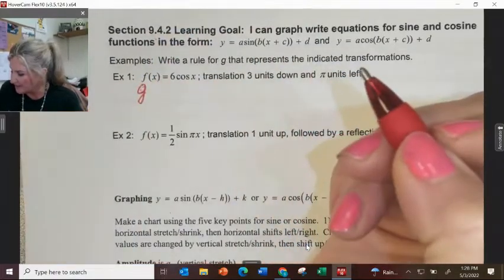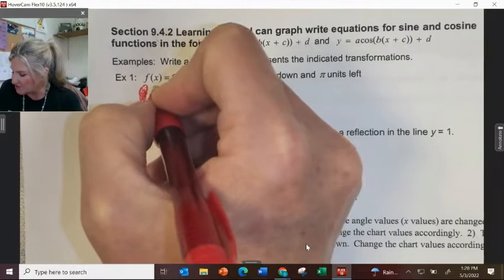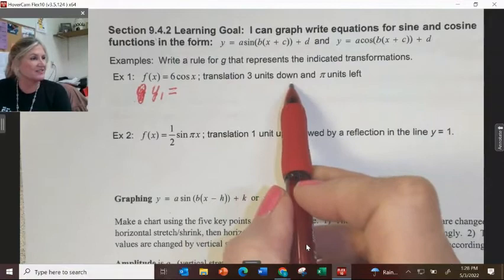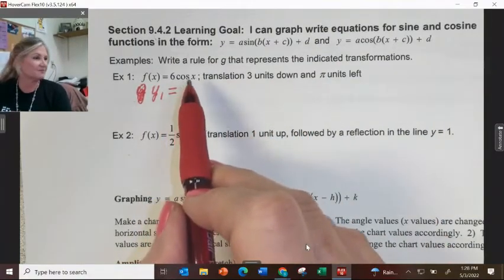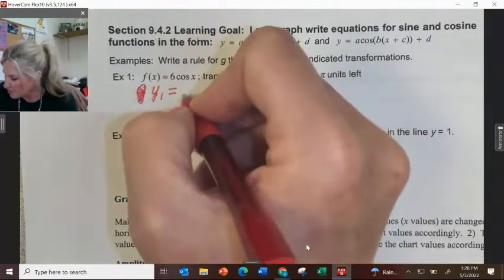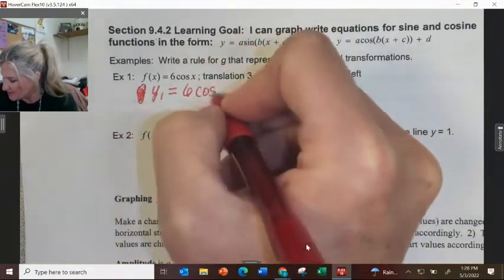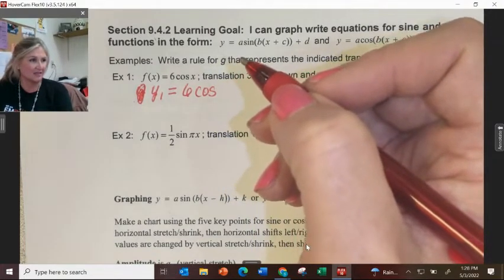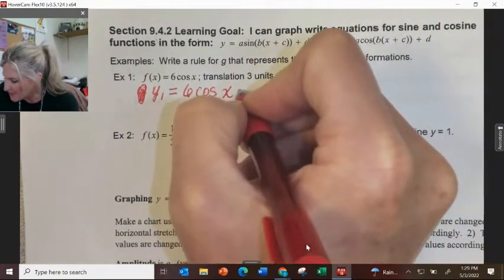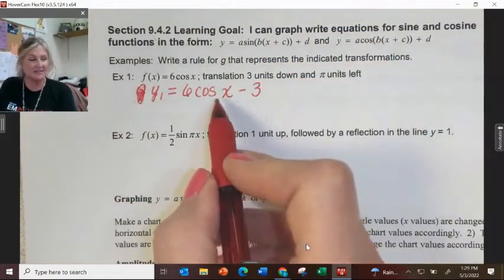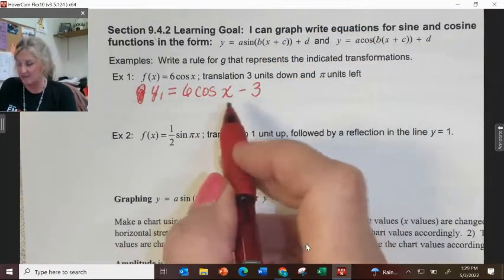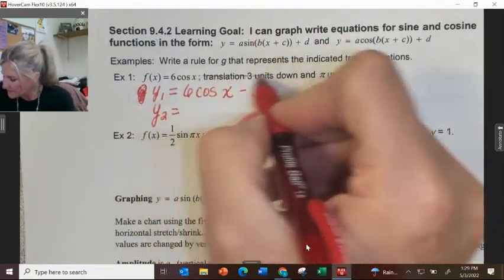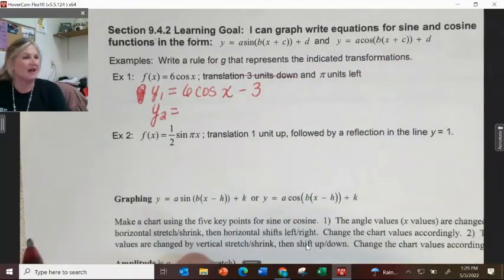We'll call this, well, they want us to call it g, so let's call this y1, like our first step. If I just want to go 3 units down, what am I going to do to this function? Should it be cosine and then in parentheses x minus 3, or just an x and then the minus 3? Yeah. So we want the minus 3 not to be with the x. And if it's written like this, it is not with the x. Then the second thing we want to have happen is we want to go pi units to the left.